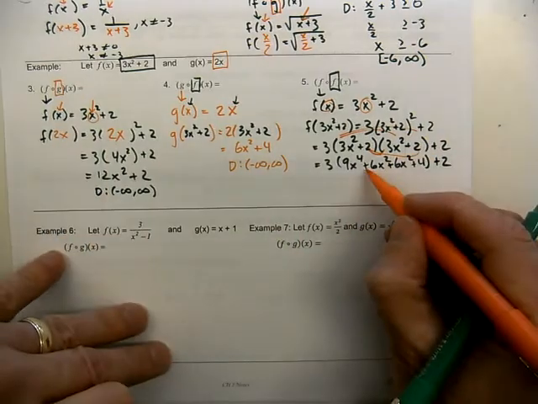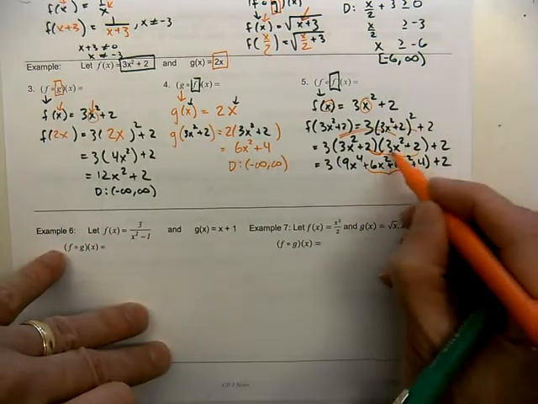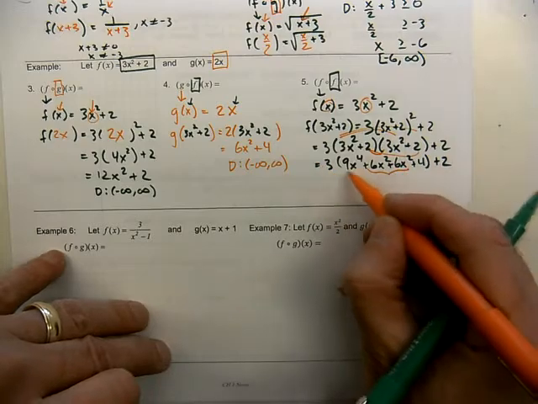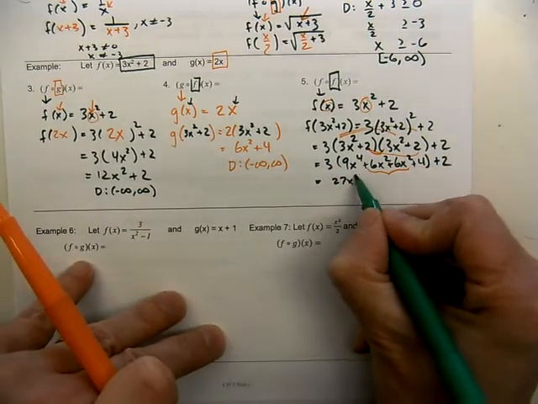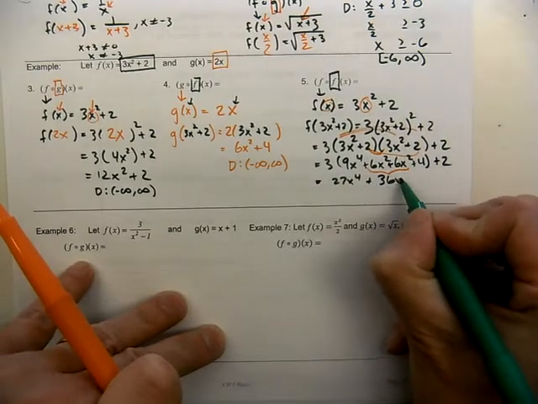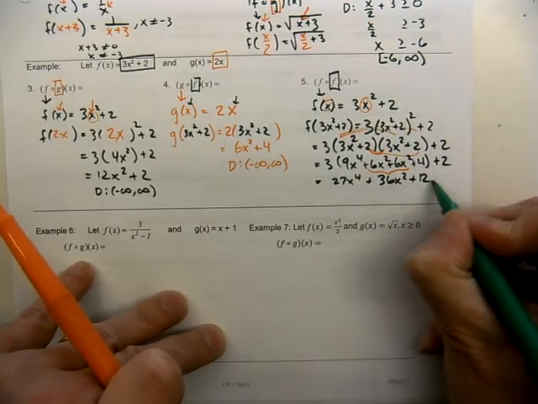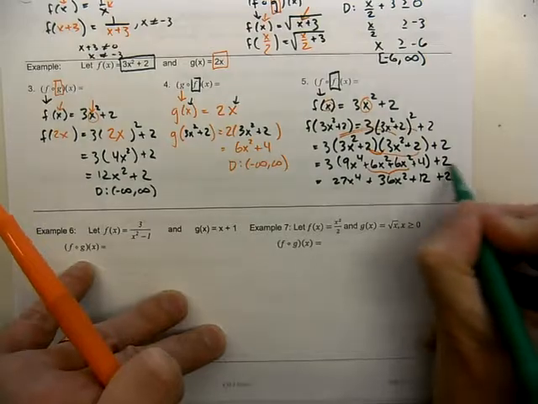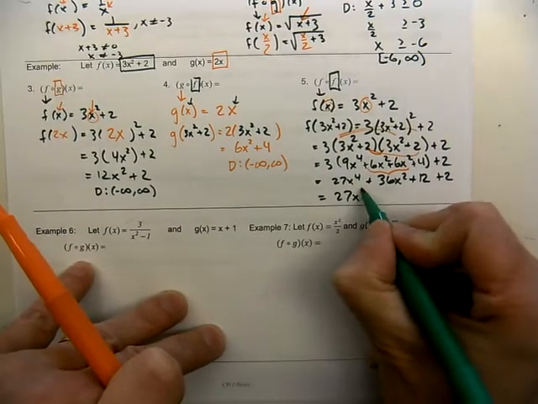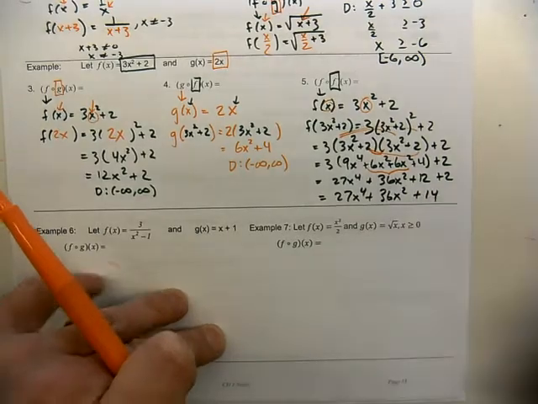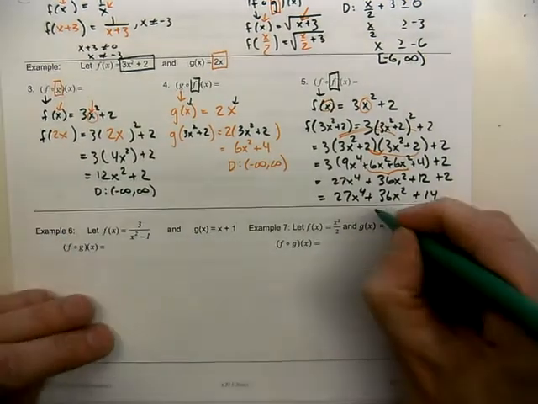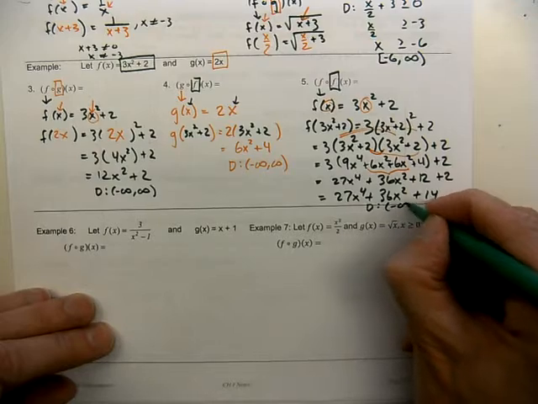So I'm going to do 2 steps. I'm going to combine those like terms in the middle. That'll be a 12x squared and distribute the 3 as well. So we have a 27x to the 4th plus 36x squared plus 12. And there's the plus 2 at the end. Finally, we can combine those constant terms. That'll give us a plus 14 at the end. So it's a polynomial. So again, you can see that our domain is all real numbers.